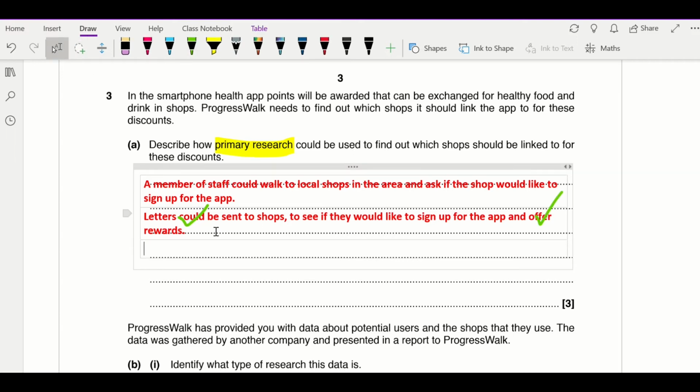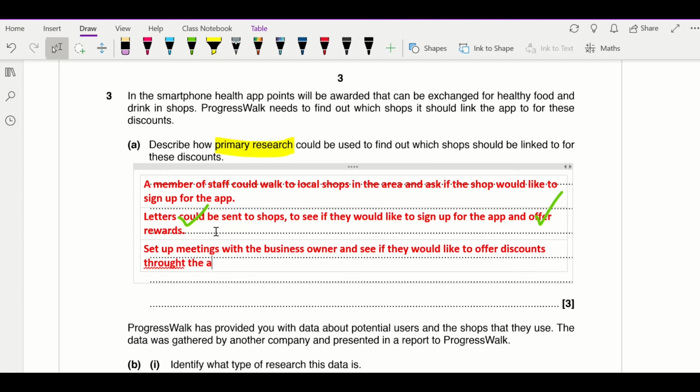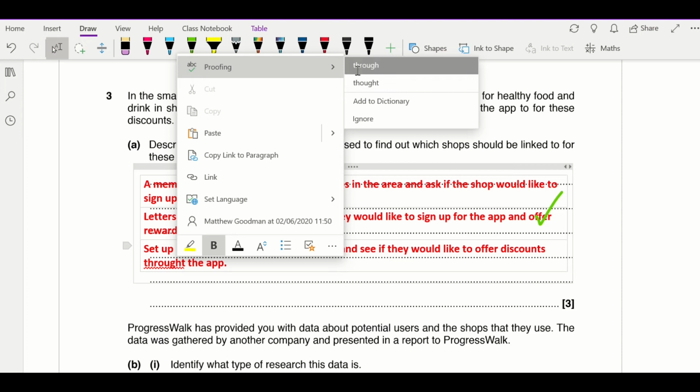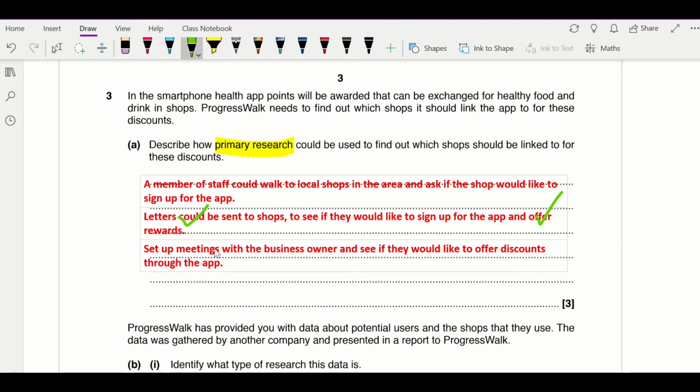Another way we could do it, we could set up meetings with the business owner and see if they would like to offer discounts through the app. Okay, so once again we've got our point, which is here. So meetings first hand again, and then we can say that we're going to discuss whether they'd like to take part in the app as well.